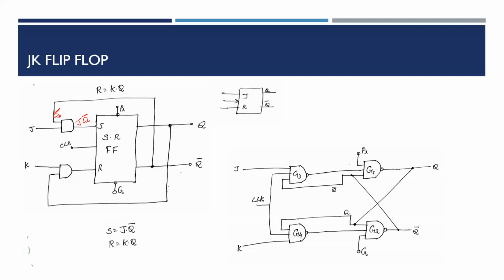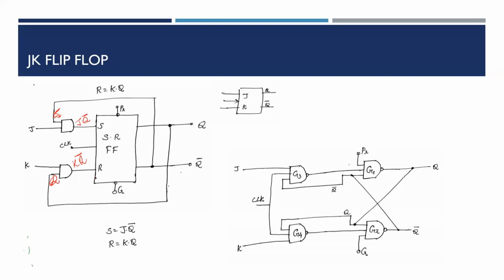Similarly, here we are having Q, that Q is fed back. So this is Q. Now this Q is ANDed with input K. So the output of this AND gate will be K into Q, which is input R to the SR flip-flop. So this is the block diagram of an SR flip-flop. This is the internal diagram. This internal diagram is exactly the same as that of an SR flip-flop.